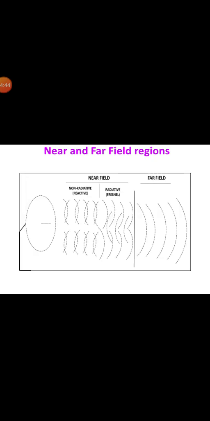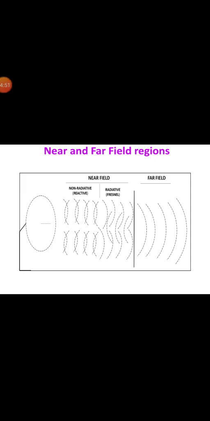The second region is the far field region, or Fraunhofer region, which comes after the radiative near field. In this region, the EM fields are dominated by radiating fields, and the E and H fields are orthogonal to each other and to the direction of propagation, as in a plane wave. The far field region is represented by the following equation: far field region is greater than 2d squared by lambda. This diagram shows the graph of near and far field regions.